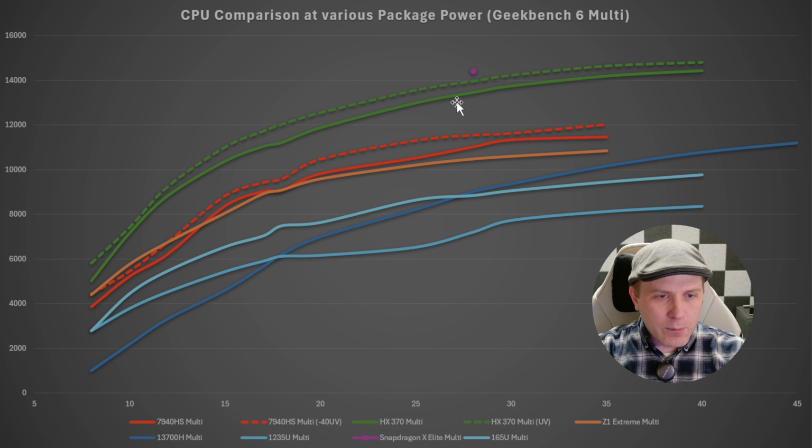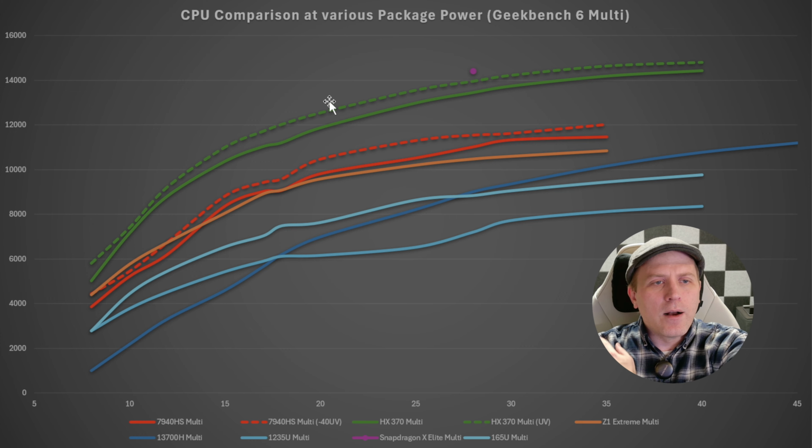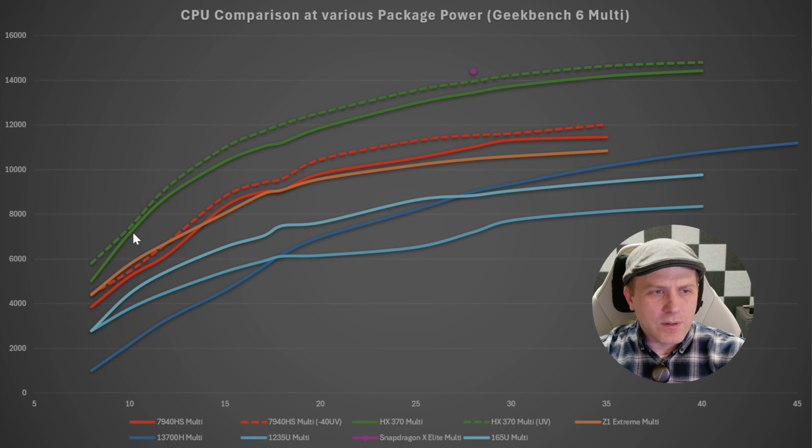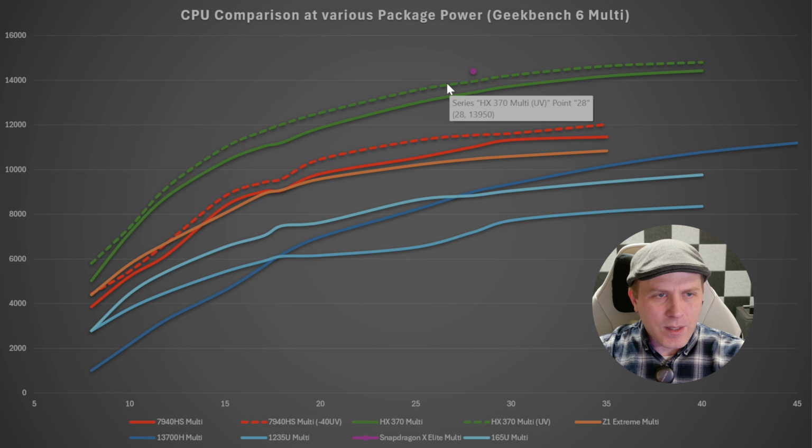So I was super impressed with that HX 370 multi, and undervolting gave about the same performance bump, the undervolt versus the 7940 when it was undervolted. But it really gives you really great performance. So yeah, I think that's the notable things on here.